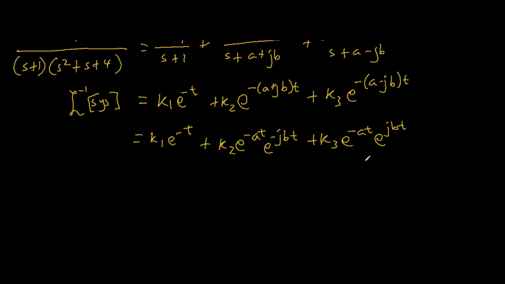How do we go further? E to the power of minus at is common to both sides, but you have a k2 and you have a k3. So you need to determine what your k2 and your k3 are. Then you can look at this expression, e to the power of minus jbt and e to the power of jbt.